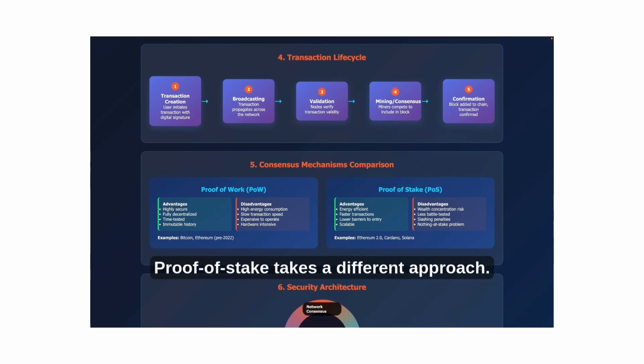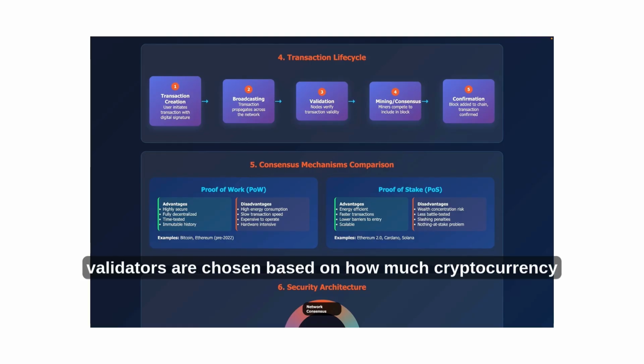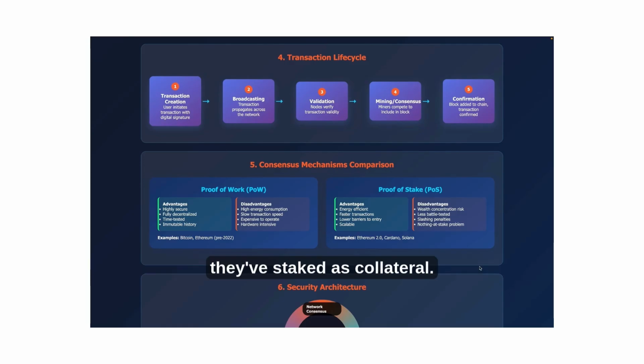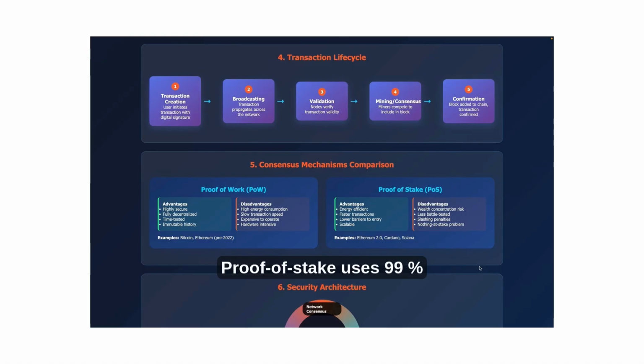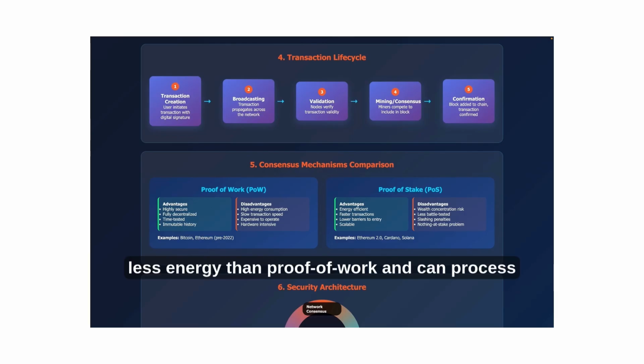Proof of stake takes a different approach. Instead of computational competition, validators are chosen based on how much cryptocurrency they've staked as collateral. Think of it like a security deposit. Validators risk losing their stake if they attempt to cheat. Proof of stake uses 99% less energy than proof of work and can process transactions much faster.